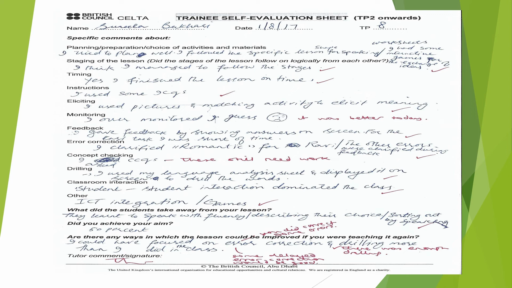Are there any ways in which the lesson could be improved if you were teaching it again? So you have to reflect on what are the improvements that can be implemented in your plan. So maybe perhaps you can drill more next time. Error correction needs something. Whatever you think, you must express.